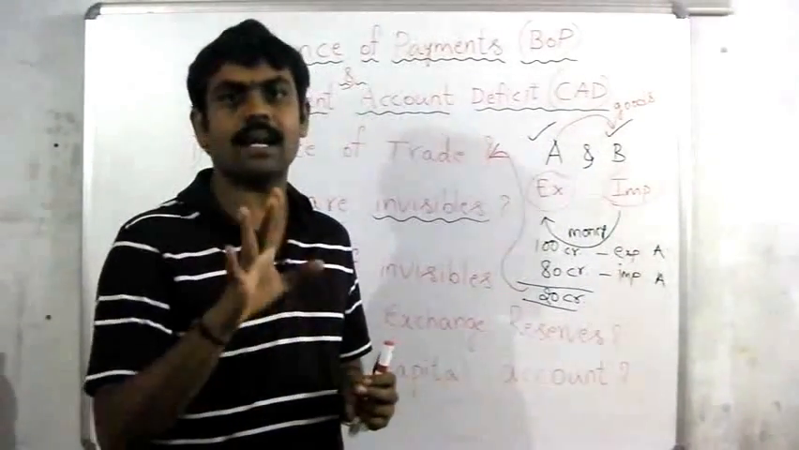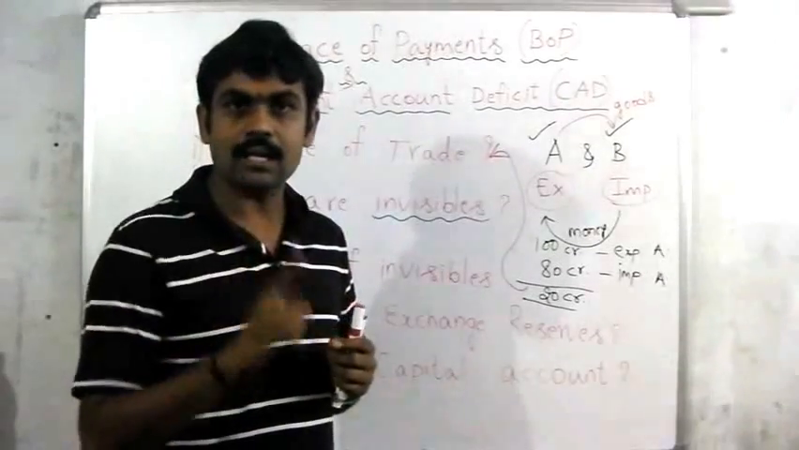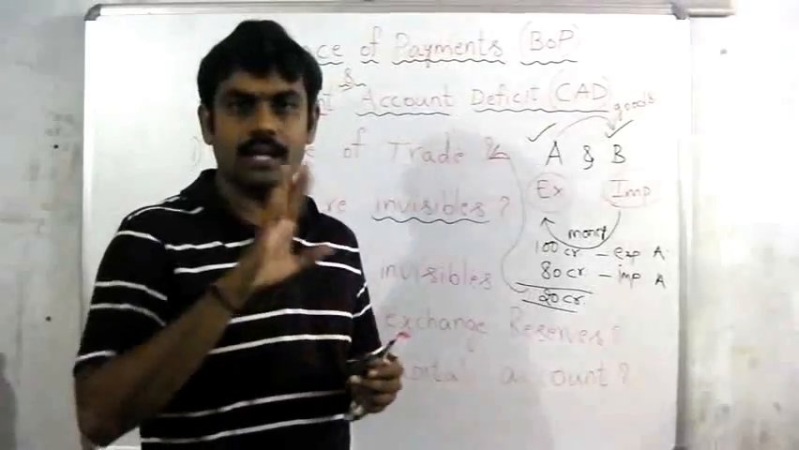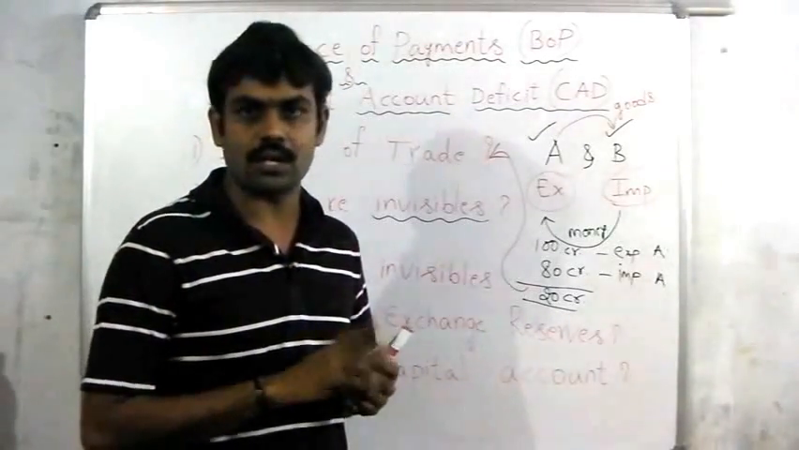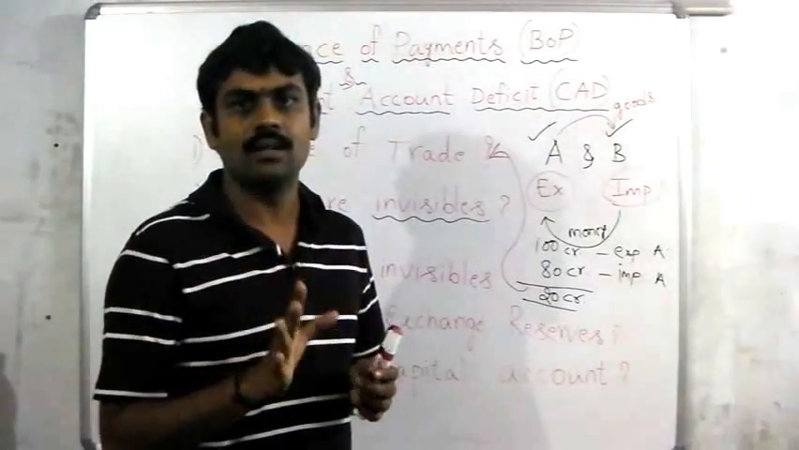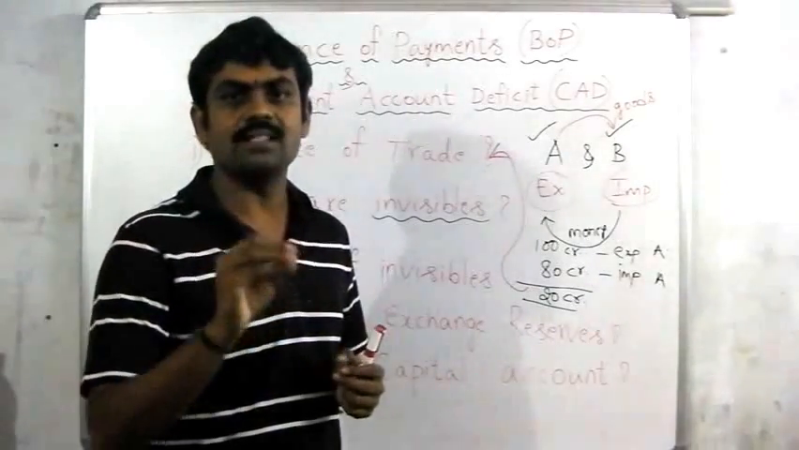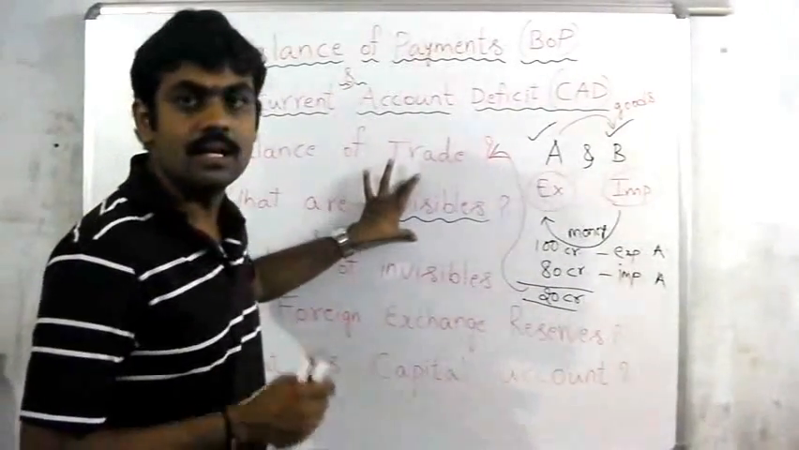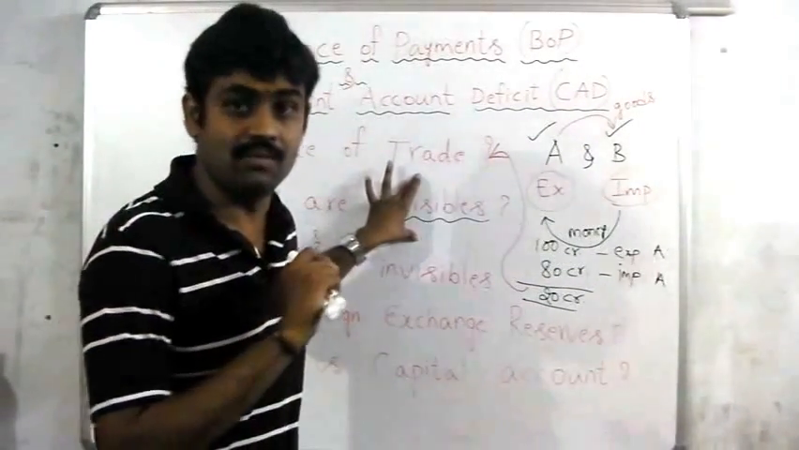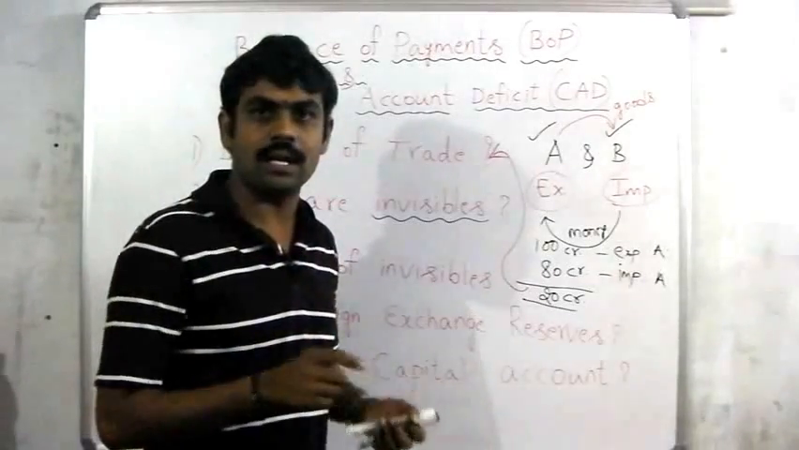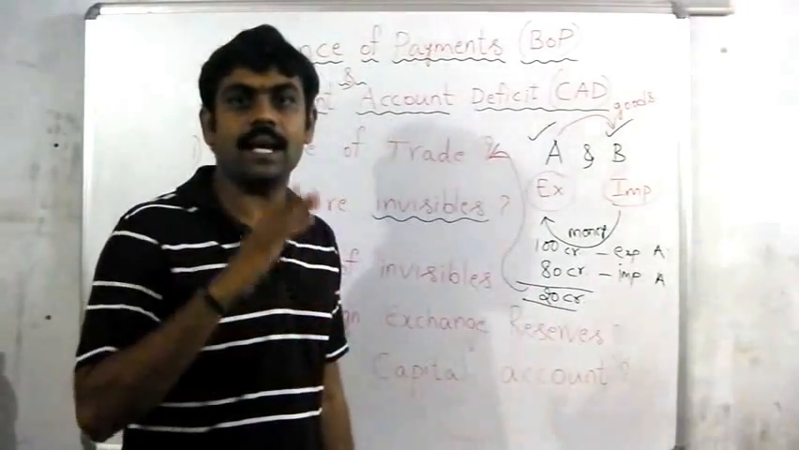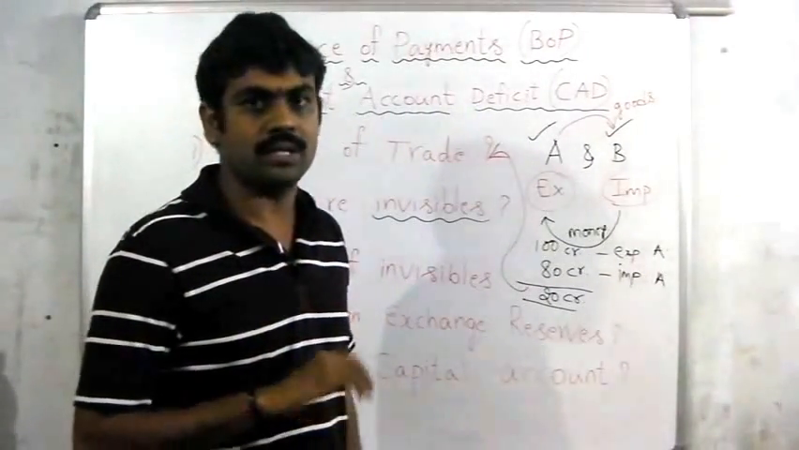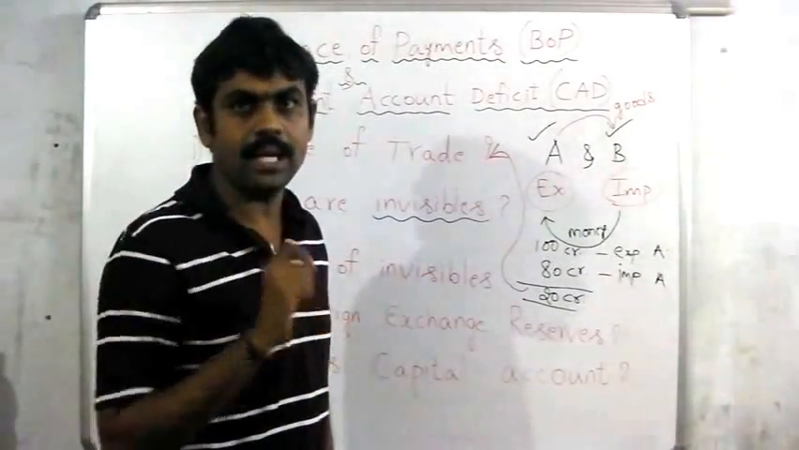So even now there is confusion in defining what exactly are invisibles, whether all services are invisibles or not. Keep aside such discussions and controversies. Let us understand that almost the trade in services is considered as invisibles. So invisibles means trade in services is nothing but invisibles. Why is the trade in services called invisibles? It cannot be physically observed while it is being exported or imported. A service cannot be physically observed.